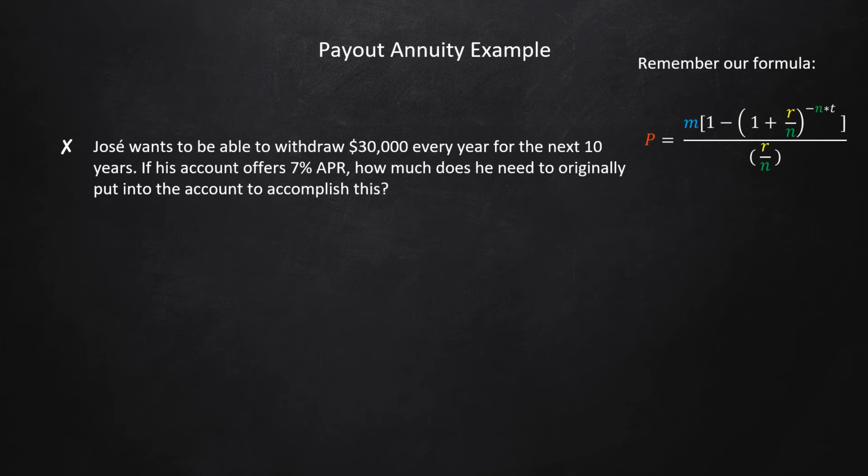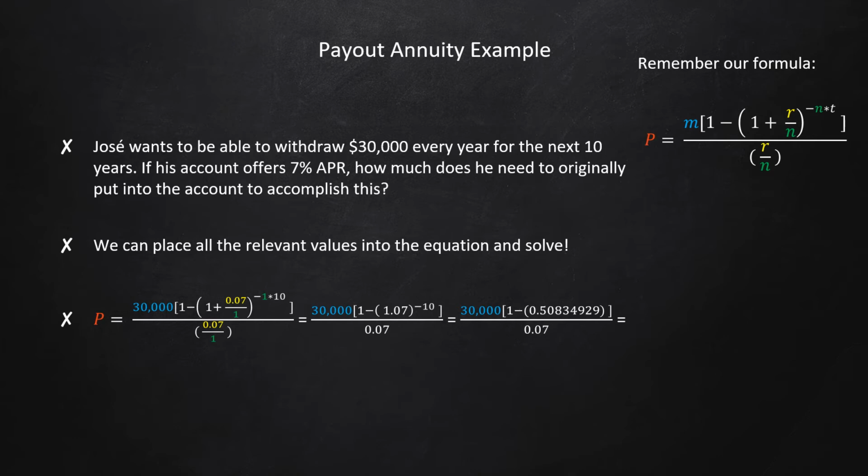Jose wants to withdraw $30,000 every year for the next 10 years. His account offers 7% APR. How much does he actually need to put into the account in order to pull off such a feat? Well, just put in the values we know and solve for the ones we don't. In this case, 30,000 is our regular payment. I know that M seems like it should stand for monthly, but it's actually our yearly payment. So Jose gets 30 grand every year, so that's what he's putting there.